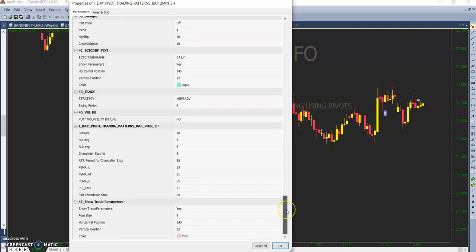The next section basically talks about BCTC difference text. This is BCTC time. BC is nothing but bottom central and TC is nothing but top central. So when you plot the CPR, you have the central pivot along with the bottom central and top central. If you want the bottom central and top central to be displayed based on different time frames, you can select the time frames here, how it has to be displayed.